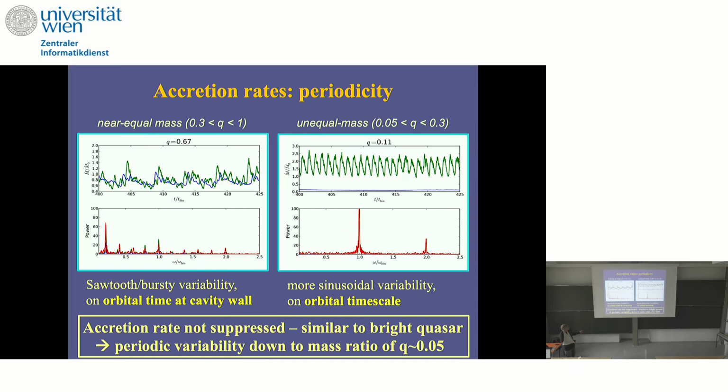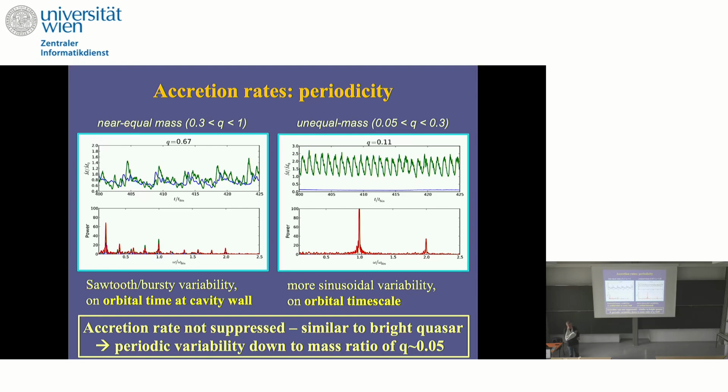The explanation for this is very simple. The secondary black hole is lighter, so it's displaced from the center of mass 9 times more than the primary in this case. So it's much closer to the cavity wall. It's capturing the gas. And you see that it's even cleaner than here, and it's just fluctuating on the orbital timescale, half the orbital timescale, twice the orbital frequency.